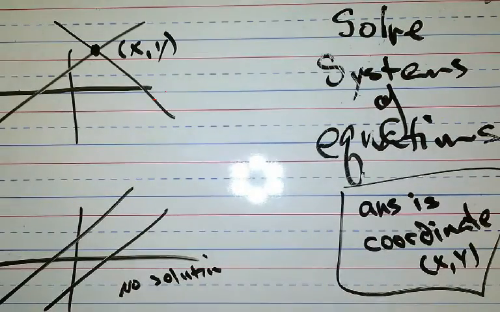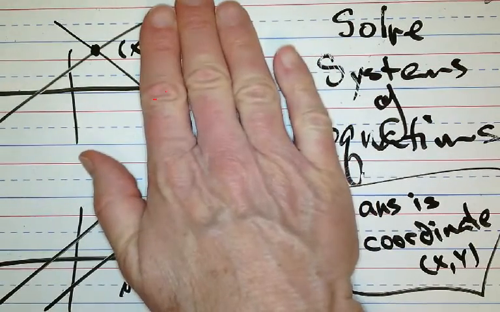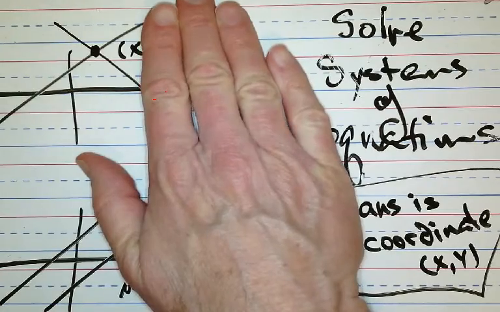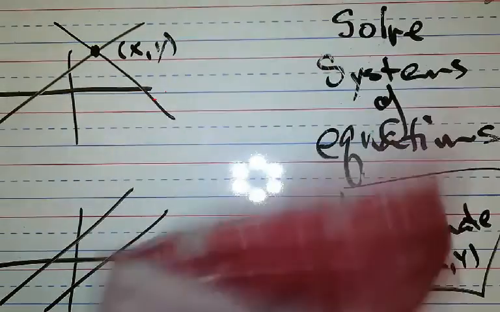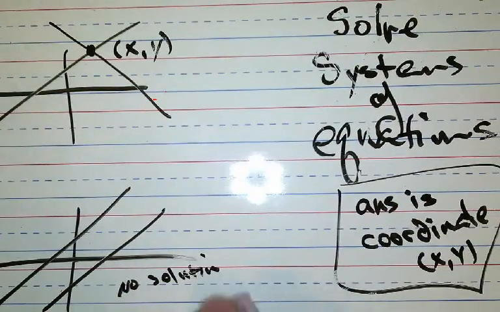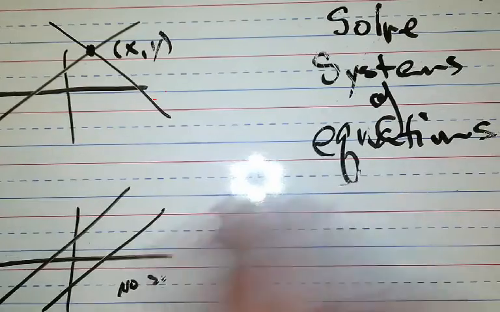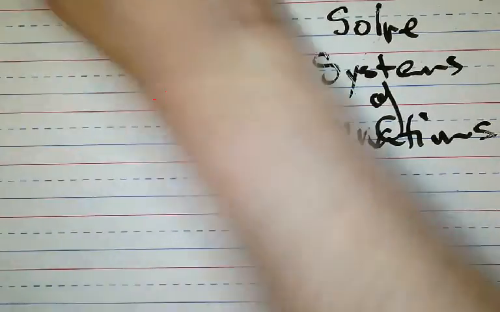So make sure that you write the whole coordinate. Don't just solve and get x equals, and yay, I'm done. No, you have to find x and y. The answer is always the coordinate where they cross.